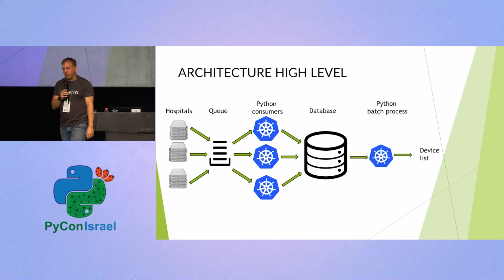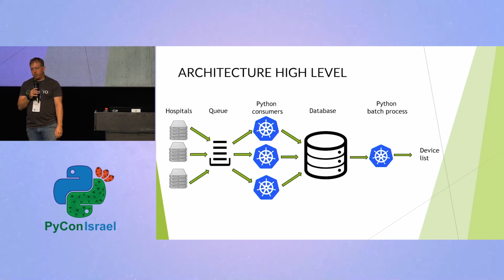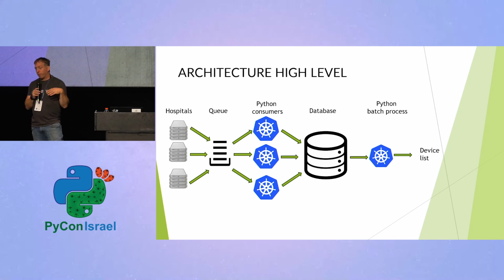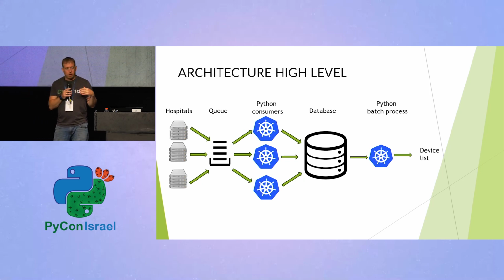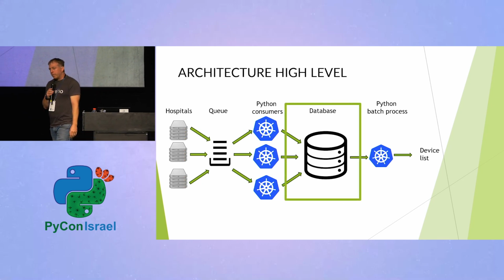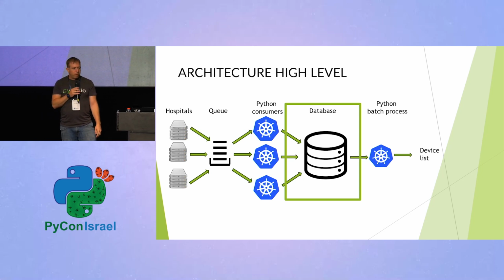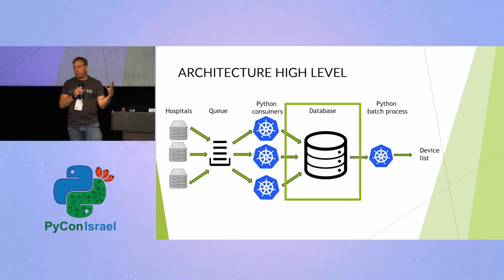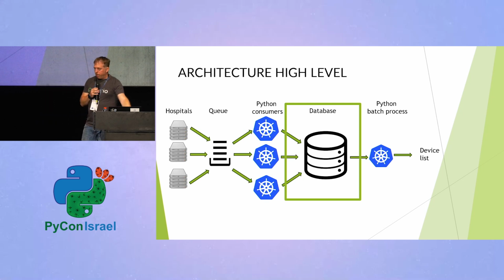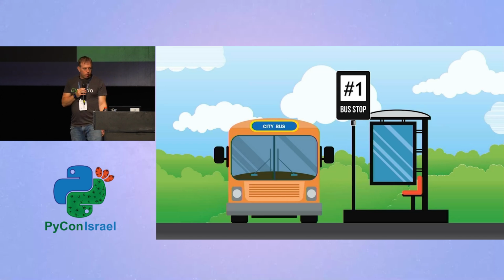We collect the data from the different hospitals. We then process them to extract information from the network traffic. We store the data into a database and then run batch processing for classification and categorization to understand what kind of devices we have. The focus of this presentation is this database. What's important for it? The important part is that it receives information from all the hospitals, and then later on, all the information is collected in batch processes and handled together.